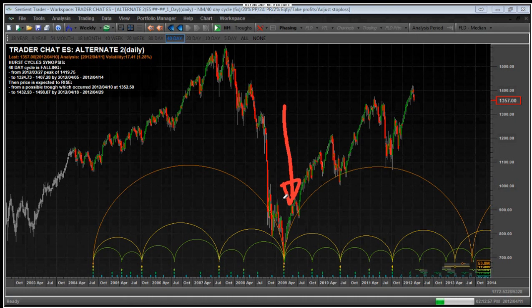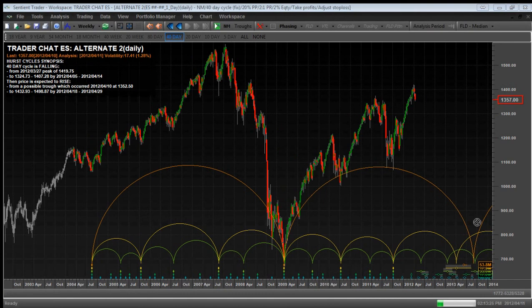Because it makes a little more sense. How did I get Sentient Trader to produce this analysis? In fact, it was really, really easy. All I had to do was define a different analysis start period.